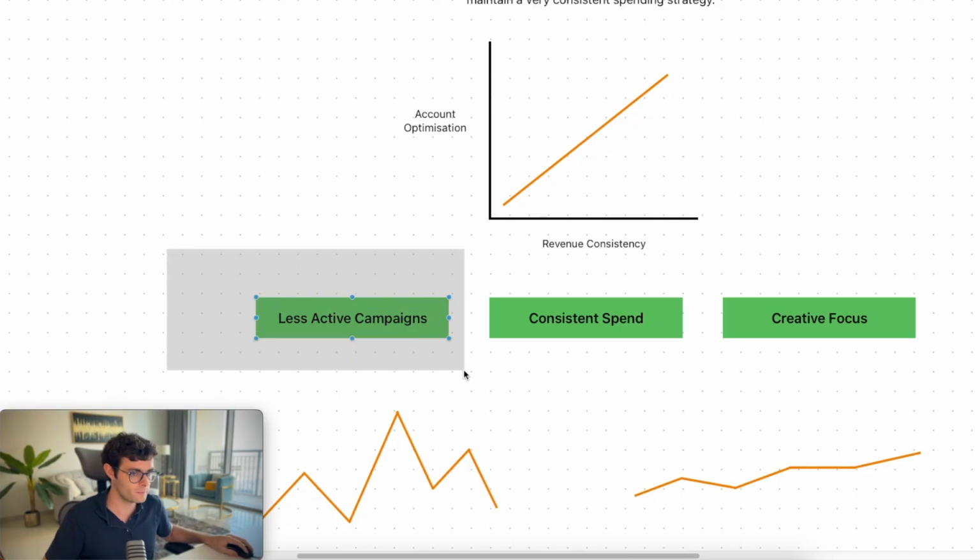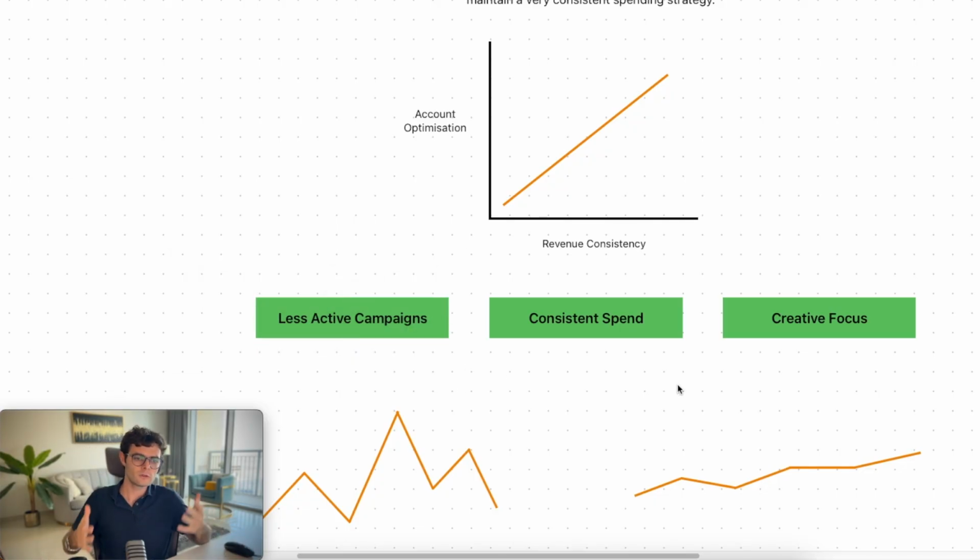And then less active campaigns. This client currently had multiple active campaigns.